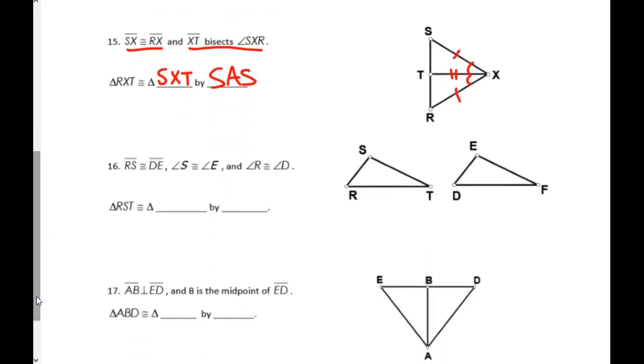RS and DE are congruent. Angle S and angle E are congruent. Angle R, angle D are congruent. RST matches DEF by angle, side, angle.